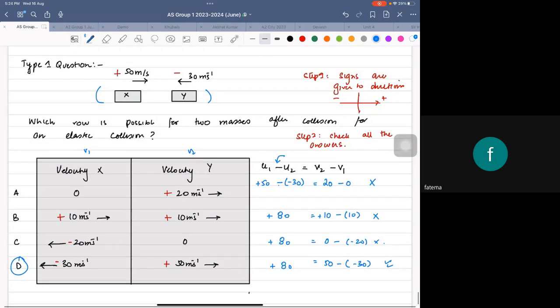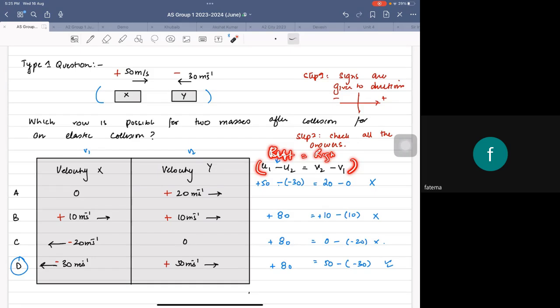Check this. First of all, what we did was we already have this condition given, which means that this is U1 and this is U2. And this is V1 and V2, right? So these are the speeds. Our formula says, for two masses after an elastic collision, the left side of this formula should be equal to the right side of this formula. Okay, Fatma?